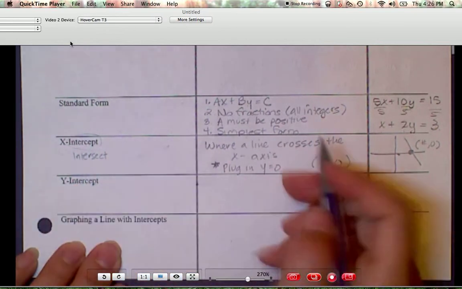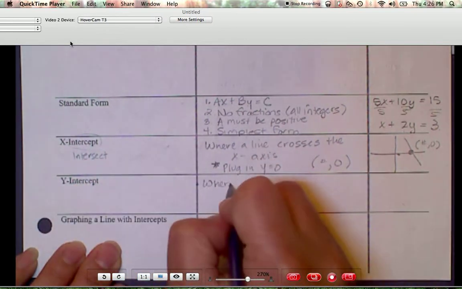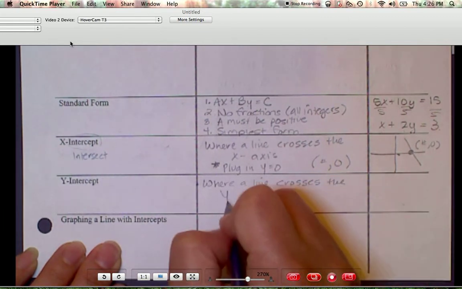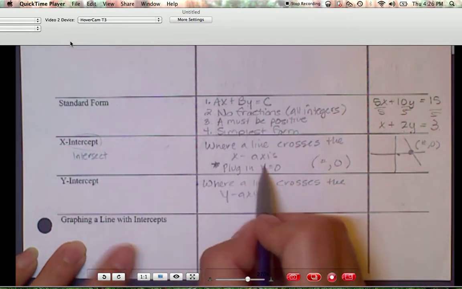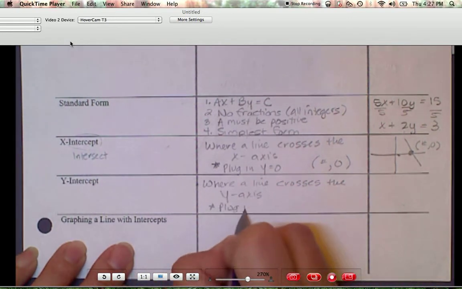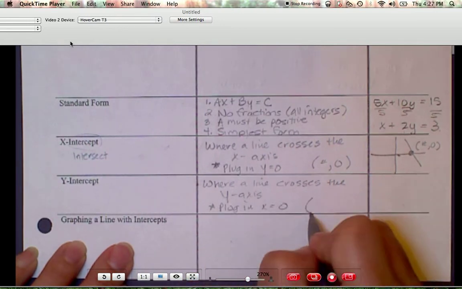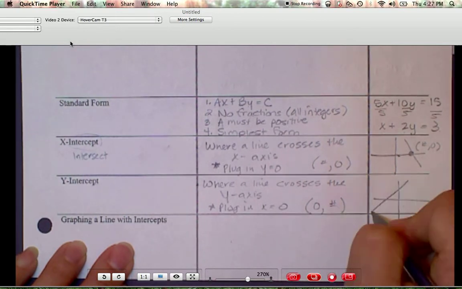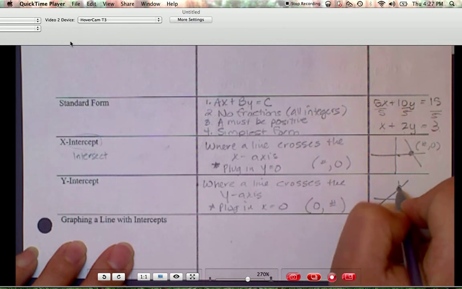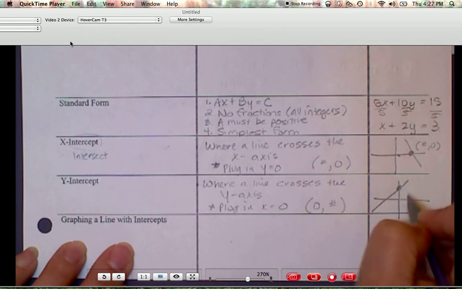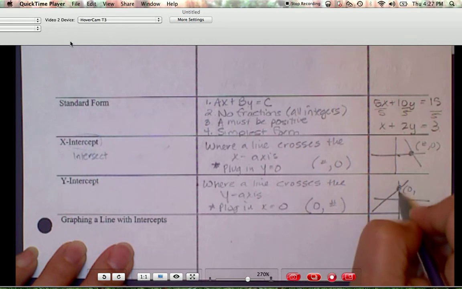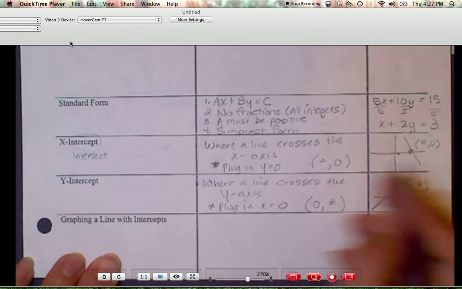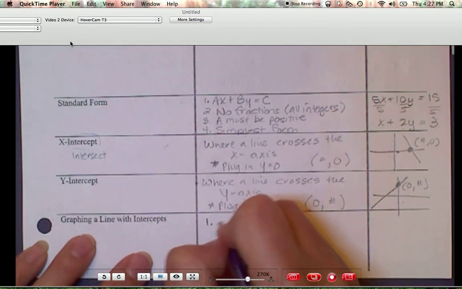Now the y-intercept is exactly the same but flip-flopped, where a line crosses the y-axis. So instead of plugging in y equals 0, you plug in x equals 0. So you'll have 0 and some number, because if you have a line that crosses the y-axis here, this point has to be nowhere on the x-axis, so it's going to be 0, and then somewhere up and down on the y-axis, and then it's a number. So when we graph a line with y-intercepts, the first thing we want to do is put it in standard form.